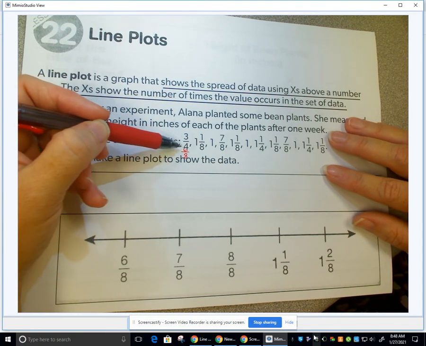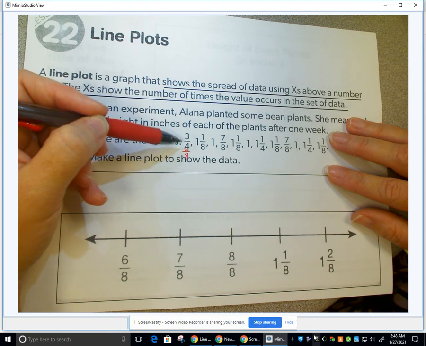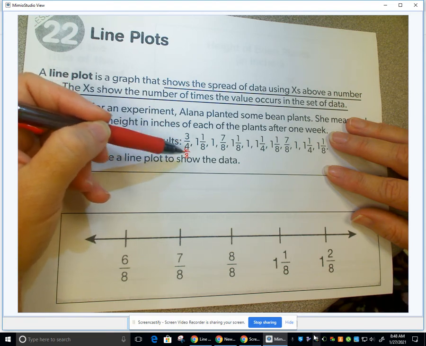And by the way, normally I would use a pencil with math. I would never use a pen. I'm using a pen today so that it will stand out in the work that I do.